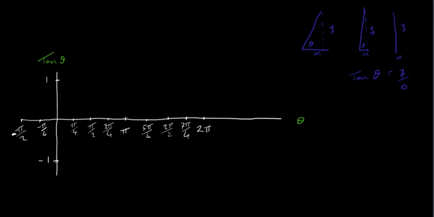So let's plot 0 first of all. So 0 degrees. Well, the tan of 0 degrees is just 0. Now, what about pi over 4? Pi over 4, 45 degrees. The tan of 45 degrees is 1. So we put a point here at 1. Now, what about pi over 2? Well, what you find is pi over 2 is not defined.